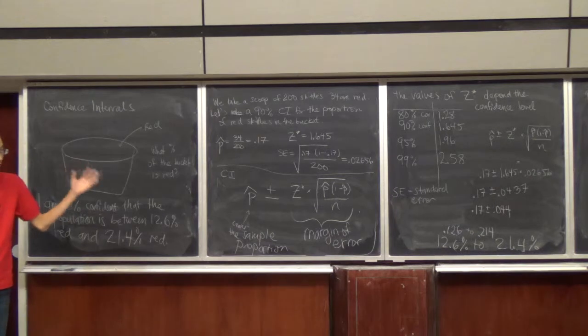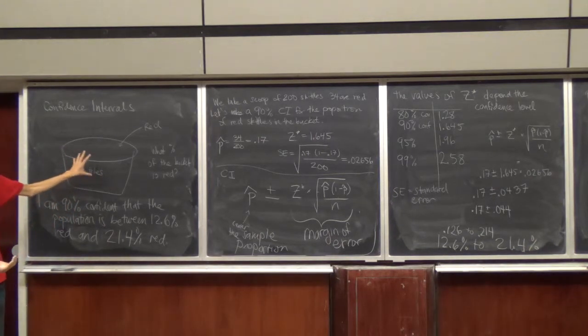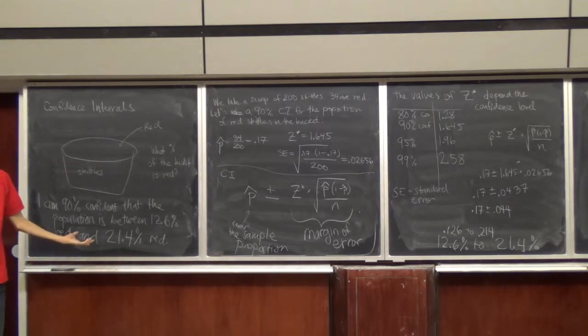You could make a really large interval, but it's possible that the population proportion, or the percentage of Skittles that are red, or whatever we're looking at, is still outside of the range you created. But by making a larger circle, or a larger interval, you're more confident about that interval.